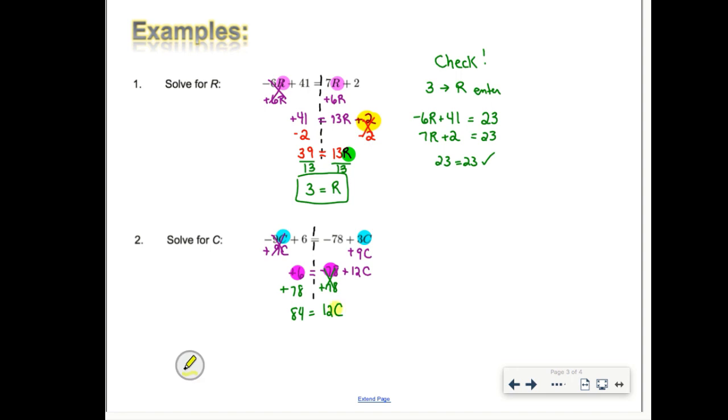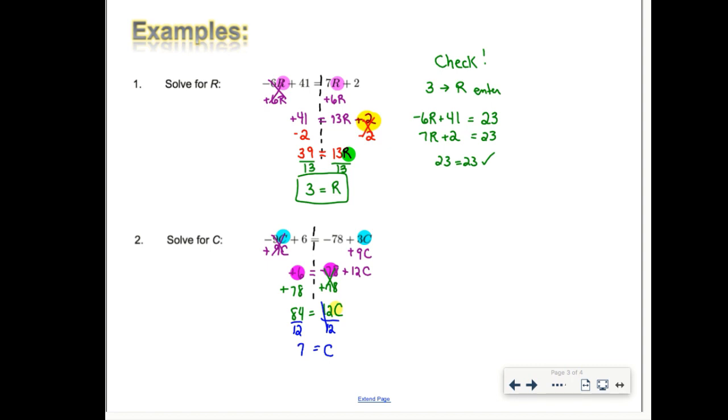Now I need to solve for that C there. So how do I undo 12 times C? I'm going to divide by 12, because that's the opposite or the inverse of multiplication. And so these cancel. I'm left with a C, and then 84 divided by 12 is 7.